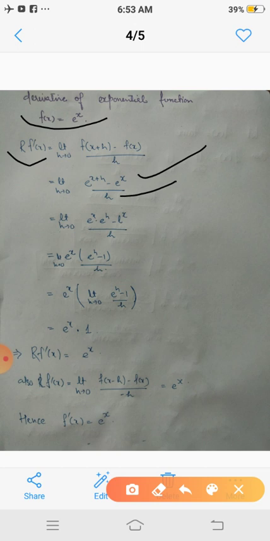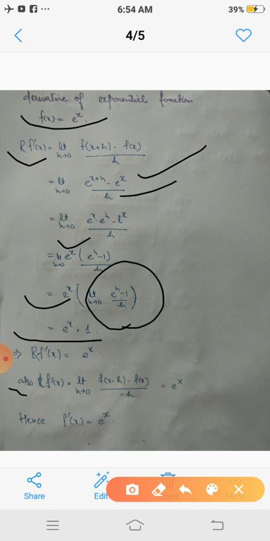Now e raised to power x plus h can be written as e raised to power x into e raised to power h, taking e raised to power x common. Now e raised to power x is independent of h, so in terms of h it is constant, hence it comes out from this limit. It is limit h tends to 0 e raised to power h minus 1 upon h. Again this is a standard limit and you know its value is 1, so the right derivative, that is f dash of x, is e raised to power x.